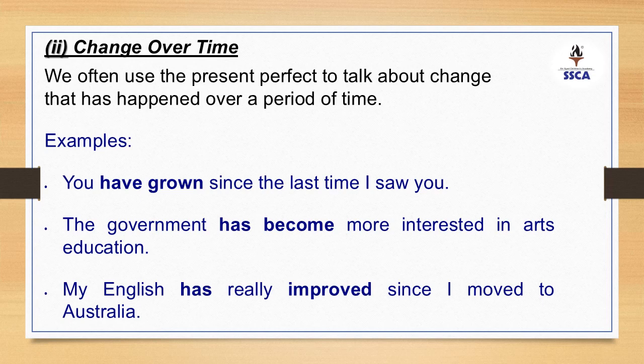Now, in example number 2, the government has become more interested in arts education. Here, the government has become more interested, but I'm not telling the time period, how and when it happened. In example number 3, my English has really improved since I moved to Australia. Now here I'm not telling when I moved to Australia. So, when you are talking about changes over time, you can use present perfect tense, but you cannot specify any time.